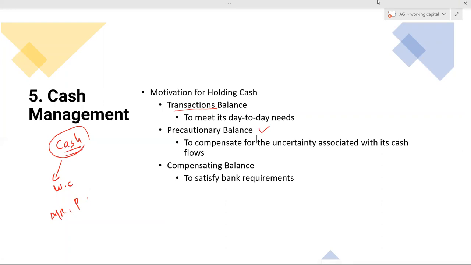Okay, and the last one is compensating balance. It means to satisfy bank requirements. It includes, for instance, a bank may require a firm to hold a certain level of cash as a compensating balance. And normally the compensating balance of cash is typically deposited in accounts that earn either little or maybe no interest. So this arrangement is similar to a bank offering individuals free checking as long as their balance does not fall below a certain level.